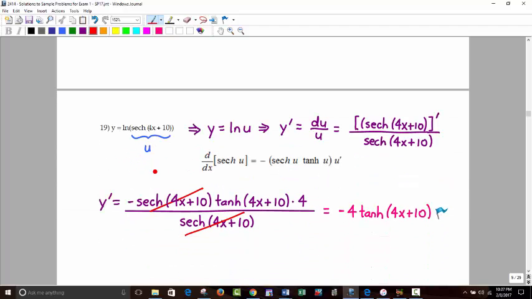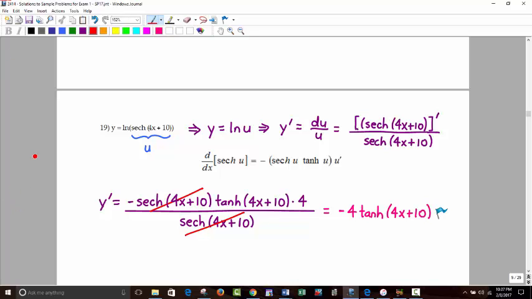Now we have a natural log here as our primary function, but on the inside we do have a hyperbolic secant. So essentially, you see I wrote this as basically natural log of u, where u is all of that stuff inside the parentheses. The derivative of natural log is always just du over u. So you see I just kind of wrote this in. That means it's going to be the derivative of hyperbolic secant 4x plus 10, over that. So we know that's going to be our denominator, the hyperbolic secant of 4x plus 10.